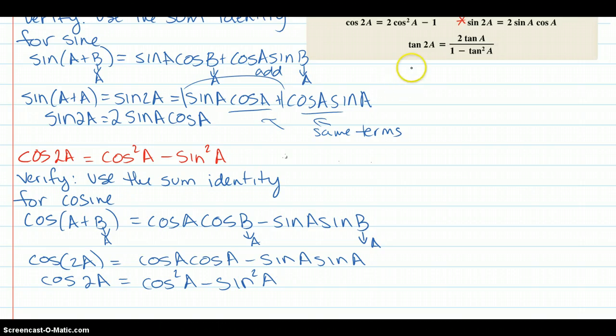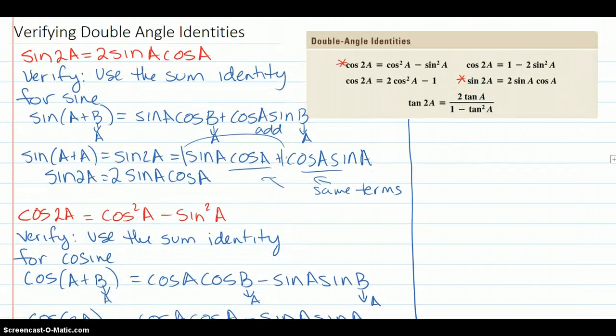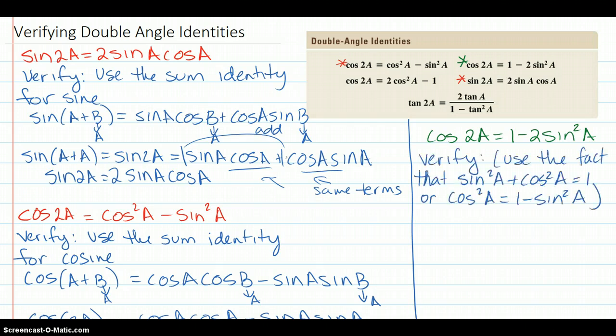Now, personally, I just memorize those two, because the other two versions of cosine come from the fact that sine squared plus cosine squared is 1. So, for instance, if I verify cosine of 2a equals 1 minus 2 sine squared of a, I'm going to use the fact that cosine squared equals 1 minus sine squared, which is just rewriting this equation. So let's go ahead and do that.